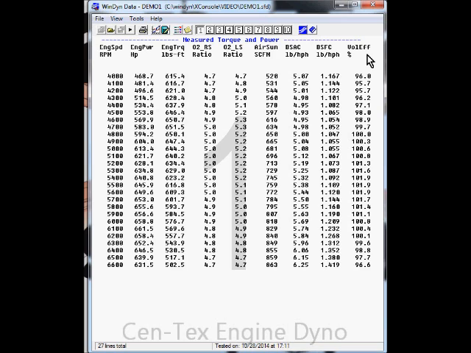Volumetric efficiency. This is a calculated value, the amount of air going into the engine versus the size of the engine. As you can see, because of the tuning effect, it's easy to achieve over 100%.